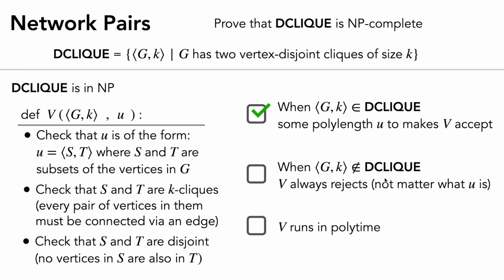When we have a no instance of d-clique, that means G does not have two vertex disjoint cliques of size k. That means you will never be able to find a certificate that passes all these checks, so V is going to always reject no matter what you put in for U.